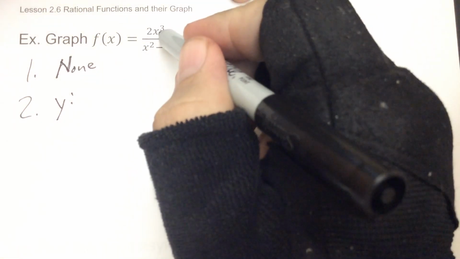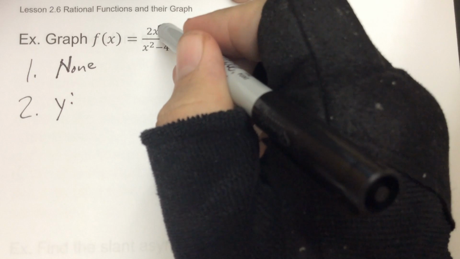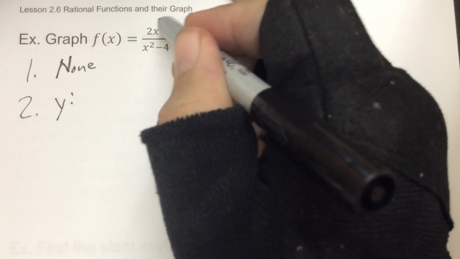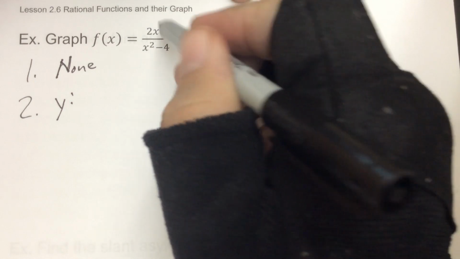So if I put 0 in here, again, single term on top, 0 to the third is still 0. 0 times 2 is still 0. Doesn't really matter what's on the bottom because 0 over anything is 0. So that's going to be our y-intercept. X-intercept.